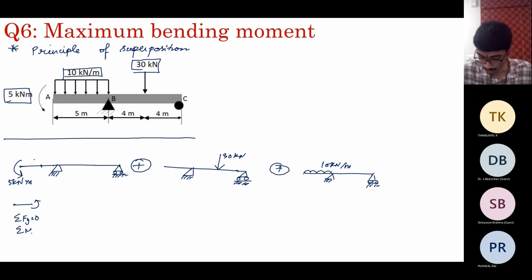And if you enforce sigma M equal to 0, you get Mx equal to 5 kilonewton-meters.